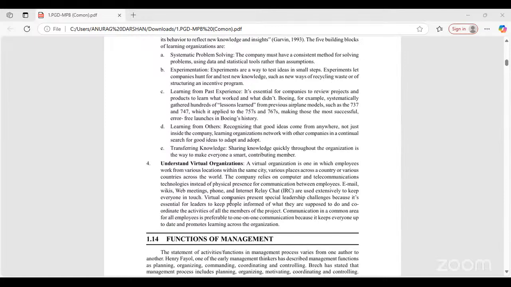These are common phenomena we can see in the market. In virtual organizations, there is no office or physical space. Virtually, people are connected and virtually, people are working. I'm doing this virtually right now: I'm sitting at my home or workstation, you are at your homes, and I'm delivering a lecture. So this is a virtual organization.